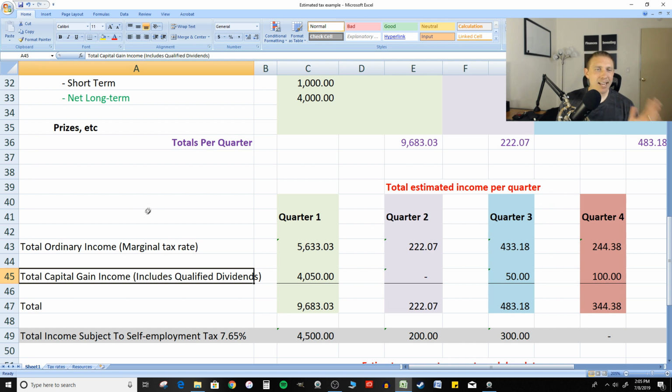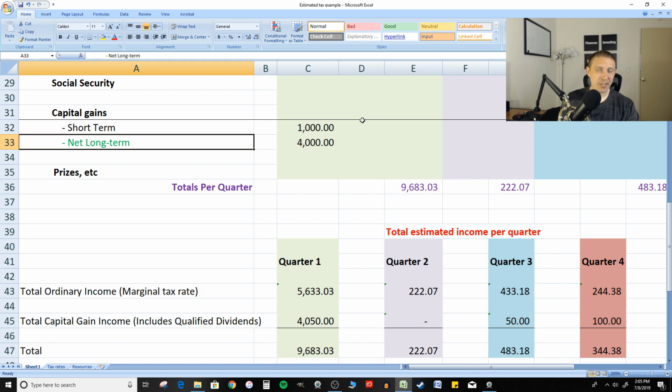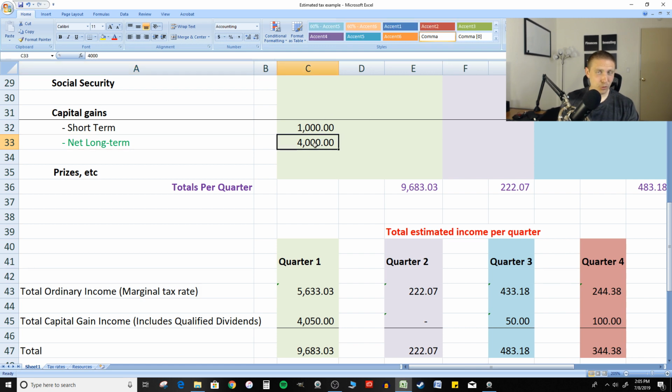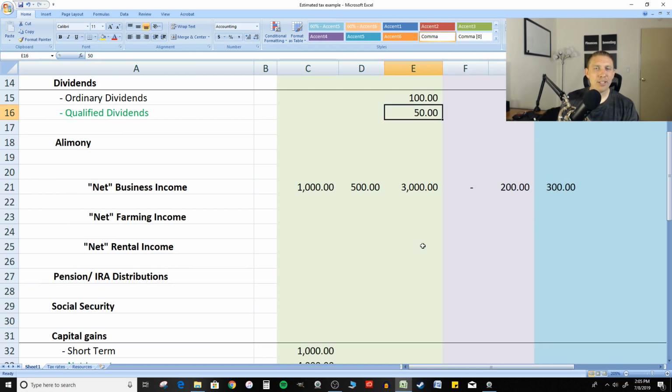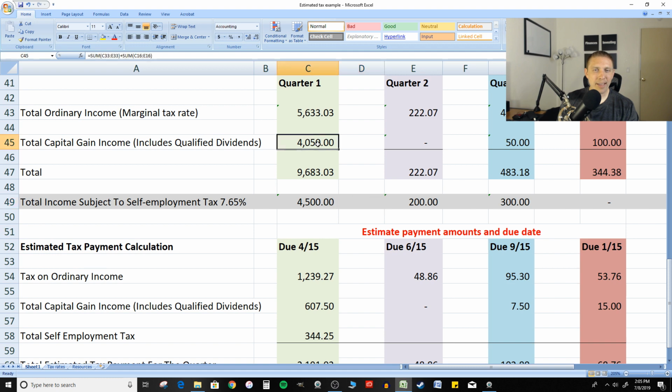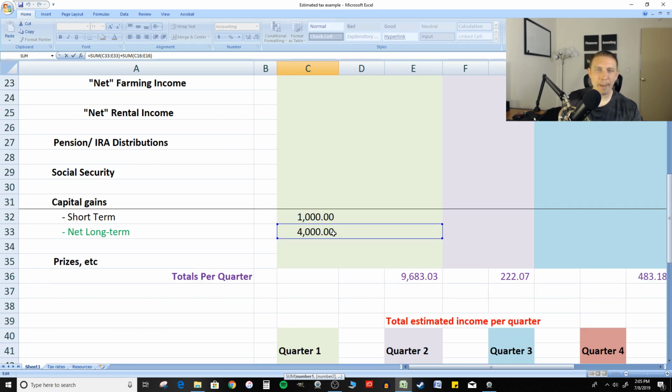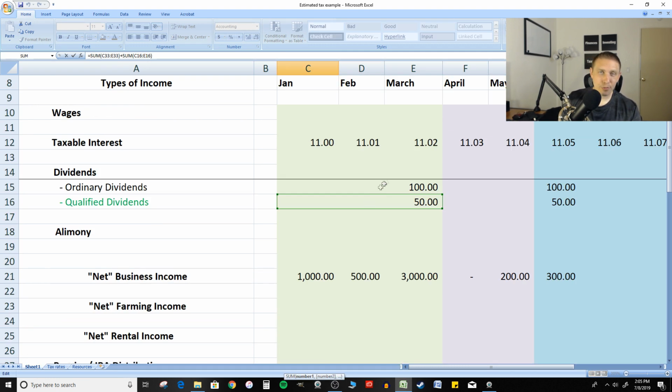The next line item on our list here is total capital gain income. What do we know that's subject to capital gains? Well, we know that our long-term capital gains from stock sales are subject to capital gain rate treatment, right? But also our qualified dividends are subject to capital gain rate treatment, which is why the total is $4,050. So if I double click on that, here's the $4,000 of long-term capital gains, and here's $50 of qualified dividends.